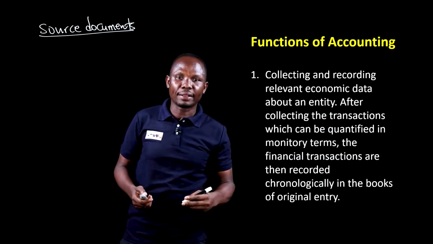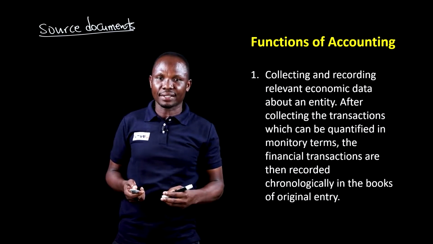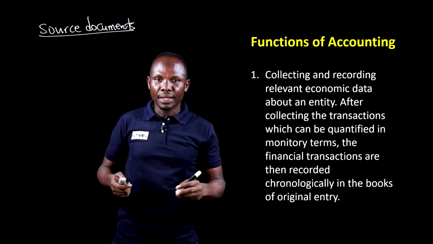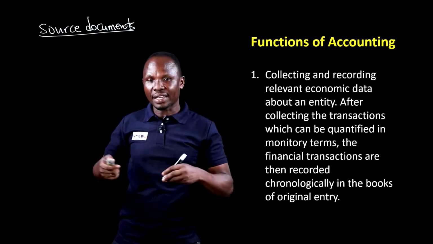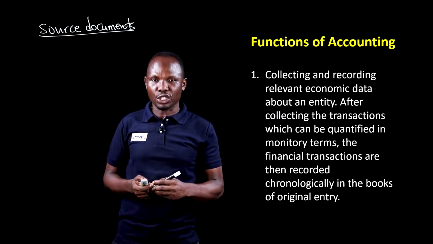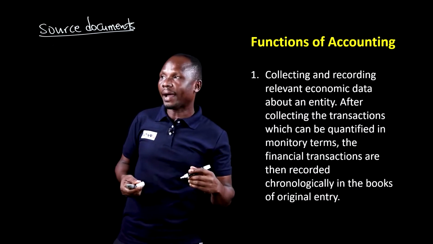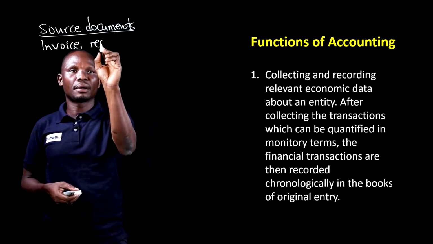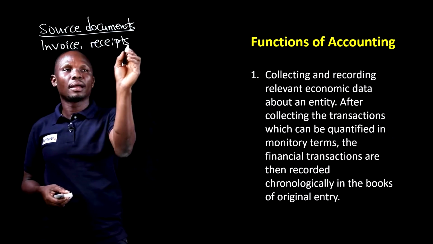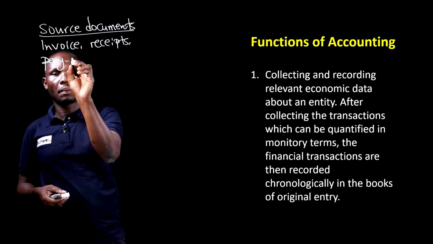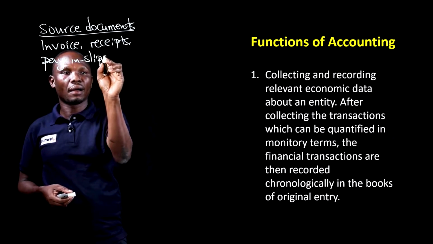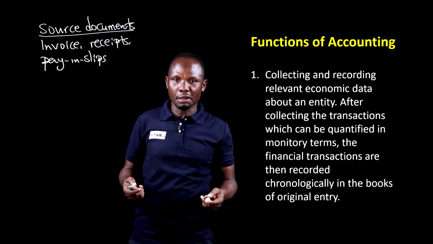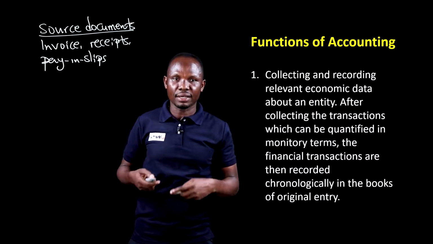The source document provides information about the transaction, such as the date, the parties involved, the amount, and any other relevant information. Some of the source documents are invoices, receipts, pay-in slips. These source documents are the basic input into the accounting information system.